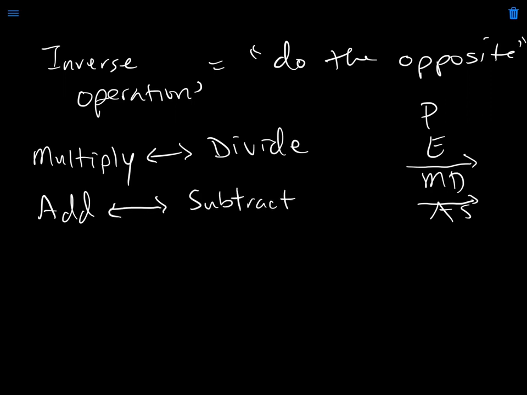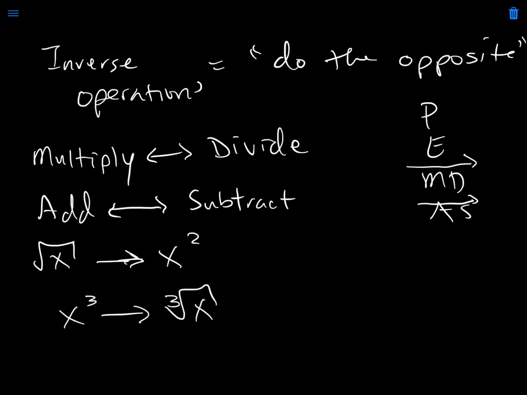Now, I don't want to get too complicated, but eventually you're going to get into square roots. The opposite of the square root of x is x squared. Likewise, the opposite of the cubic root of x is x to the third power. But that's when things get more and more complicated. So let's do some examples to let us know how this goes.